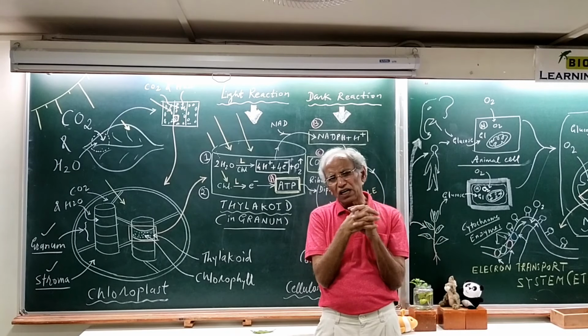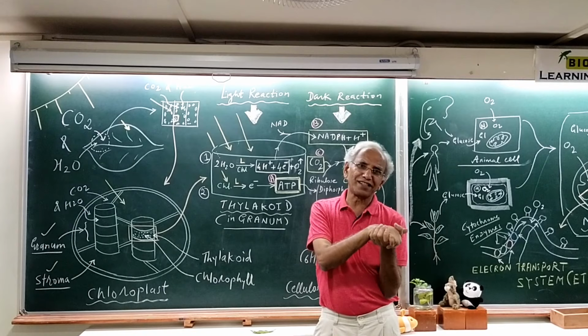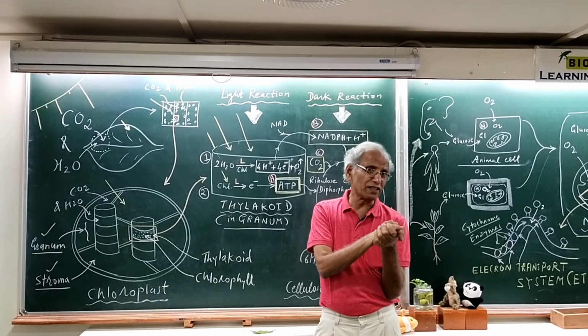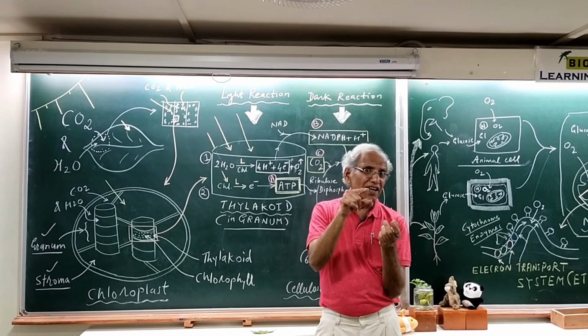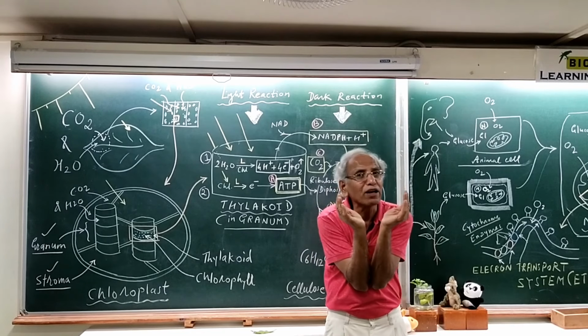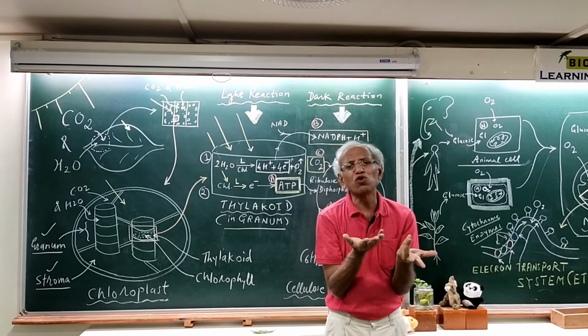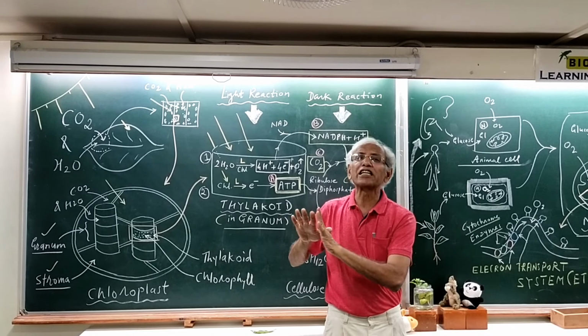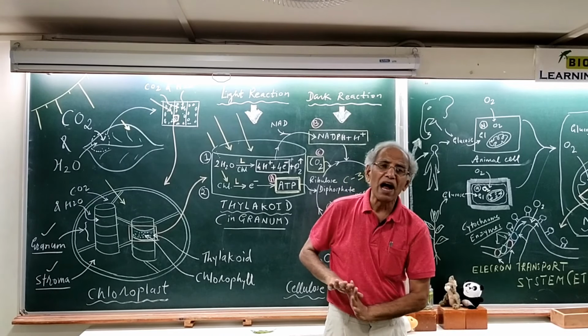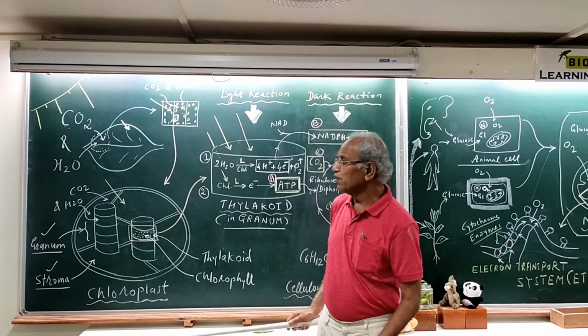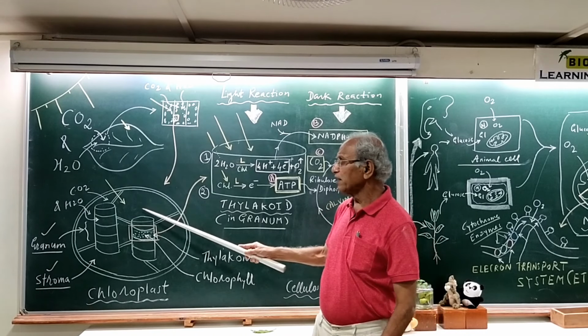Some of you might have heard of Chlamydomonas. That's a protist. It's a single cell, and it has got a cup-like chloroplast. So, shapes don't matter. The process which takes place in the chloroplast remains the same, and whatever the shape, the chloroplast will always have grana and a stroma.